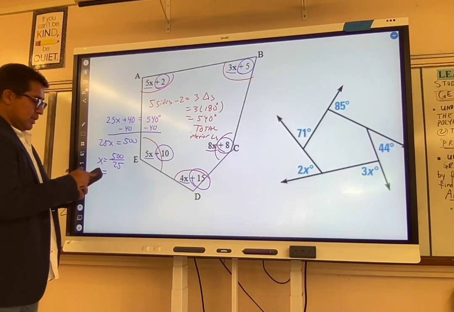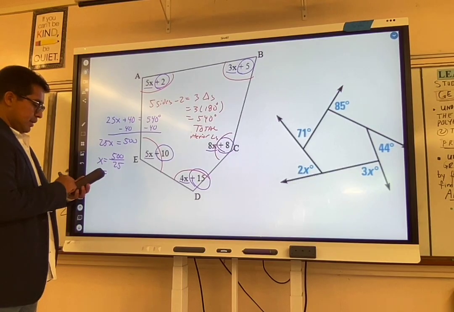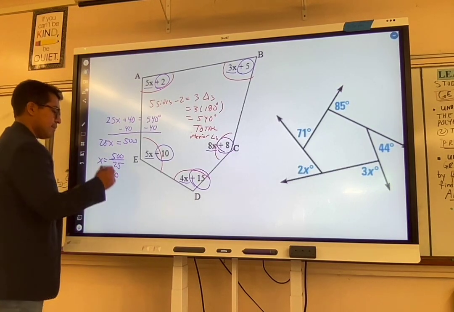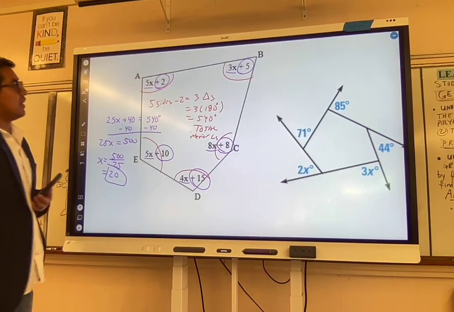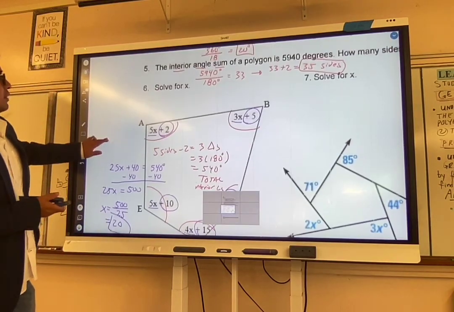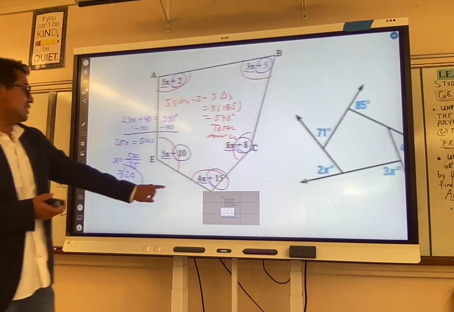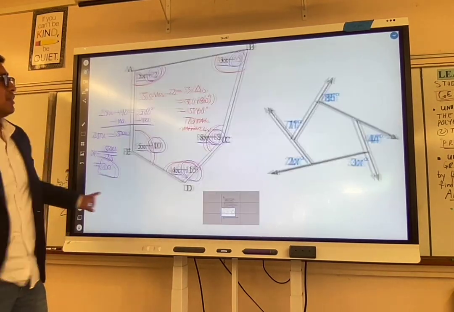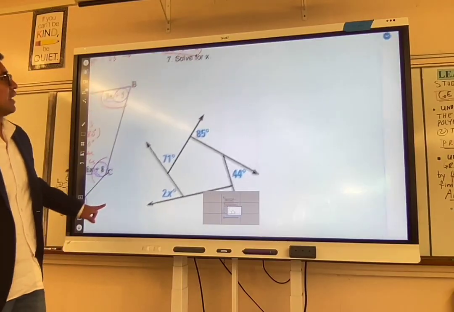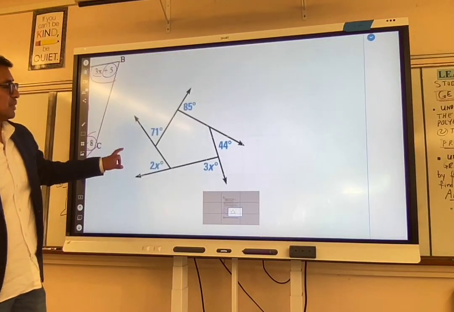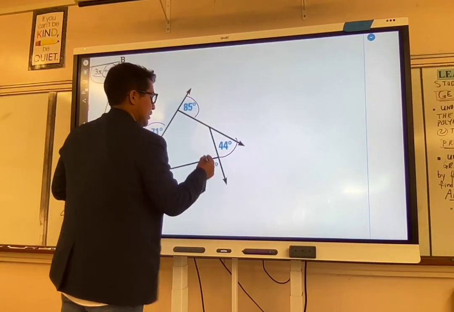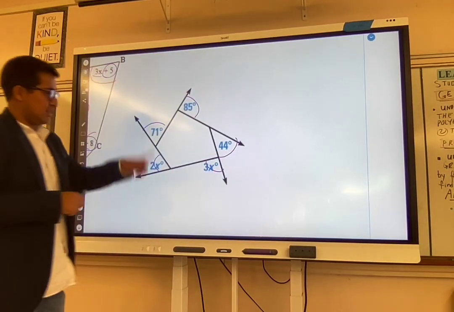I'll backwards check with the calculator real quick. 500 divided by 25 is 20. That's right. Okay. So my final answer is 20 for question 6. Okay, so that's an interior angles kind of picture problem, right? Our last problem, question 7, is an exterior angles problem. Solve for x, question 7. So in this picture, we have 1, 2, 3, 4, 5 exterior angles.